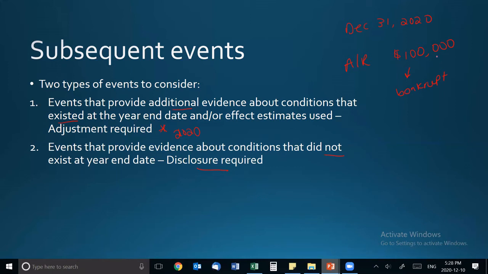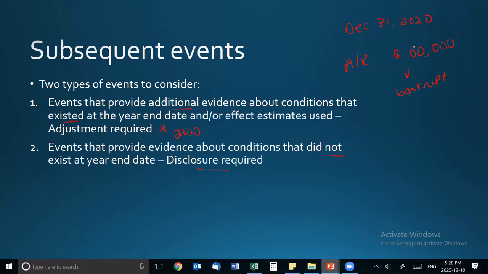So this provides additional evidence about a condition that existed at year end. So at year end, we had a condition that existed. That customer owed us $100,000. We recorded it as an AR. We didn't do a bad debt on it because we thought we were going to get that money. But then we find out a few weeks later that we're never going to get that money because the customer went bankrupt.